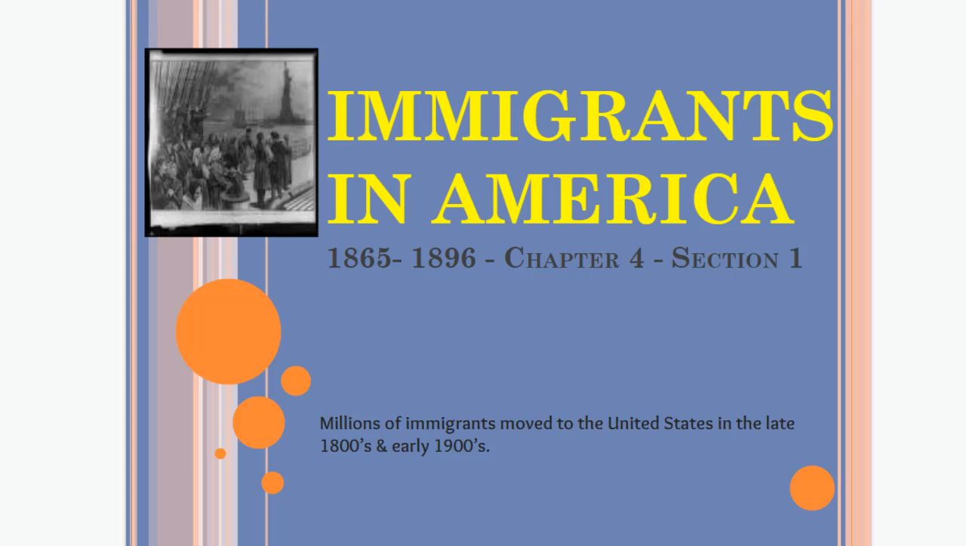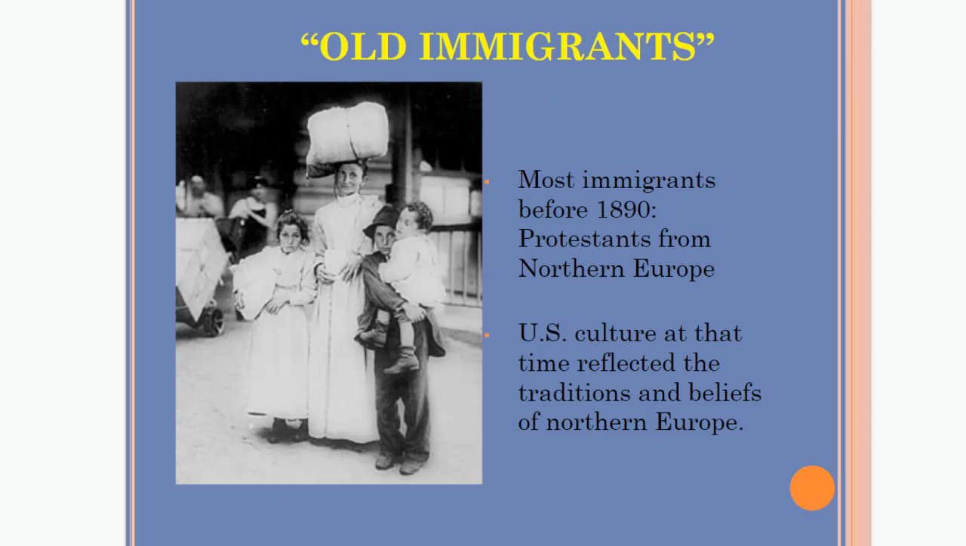The first thing we need to know when we're talking about immigrants is the old immigrants. These old immigrants were mostly before the 1890s, and they all looked the same. They all acted in a very similar way. They were mostly Protestants from Northern Europe. The United States culture at that time reflected the traditions and beliefs of Northern Europe, so it was an easier process for immigrants to come in and find their place in our society. They were able to acclimate themselves quicker. It was still with a lot of struggles.